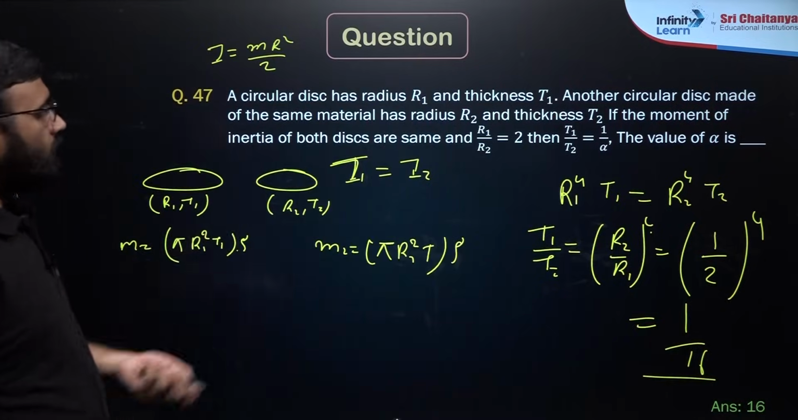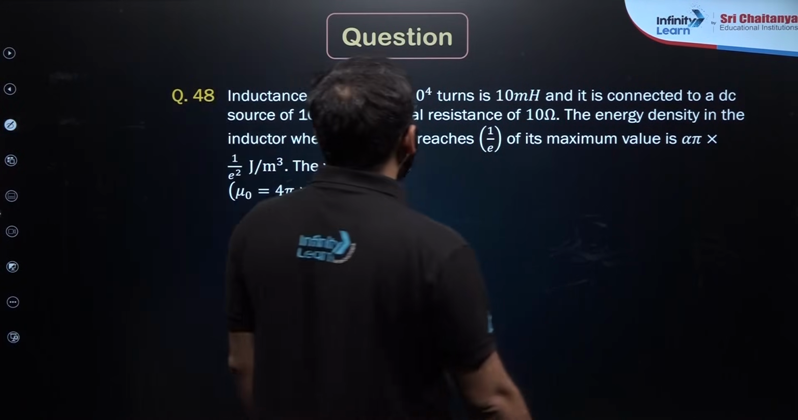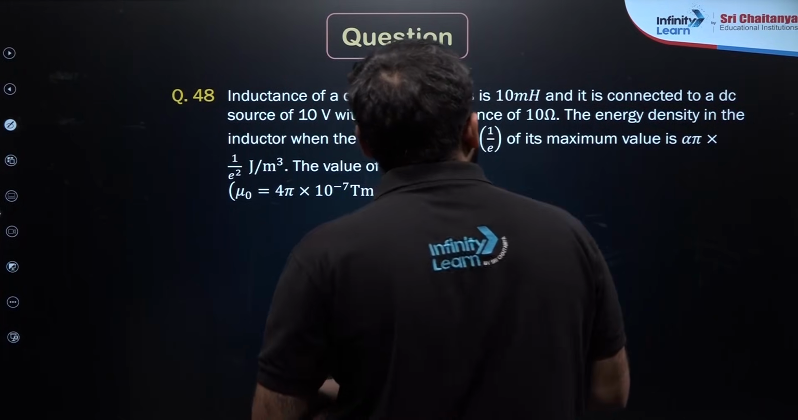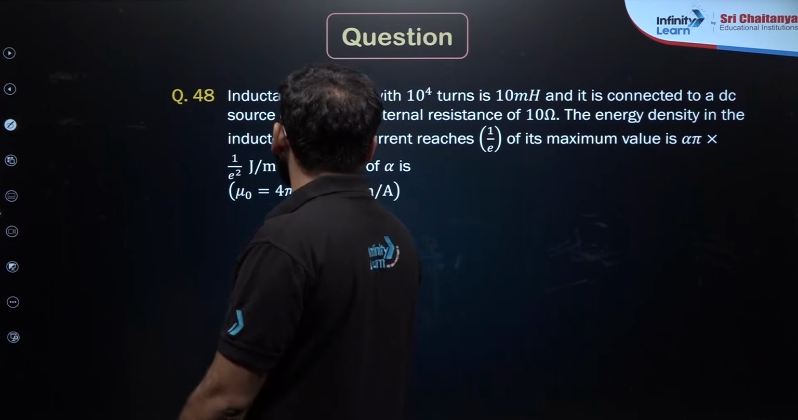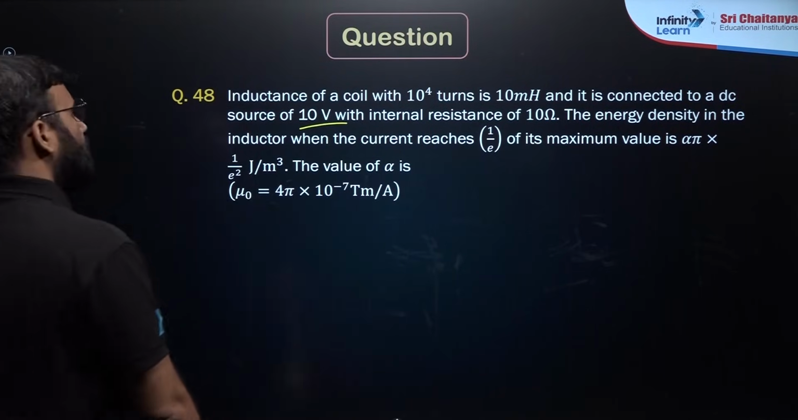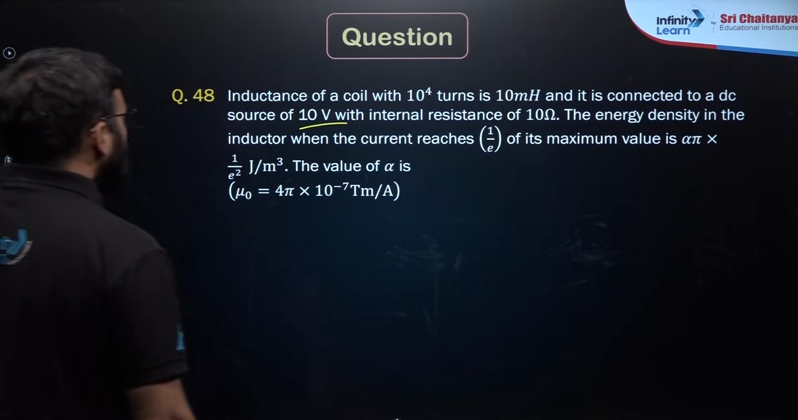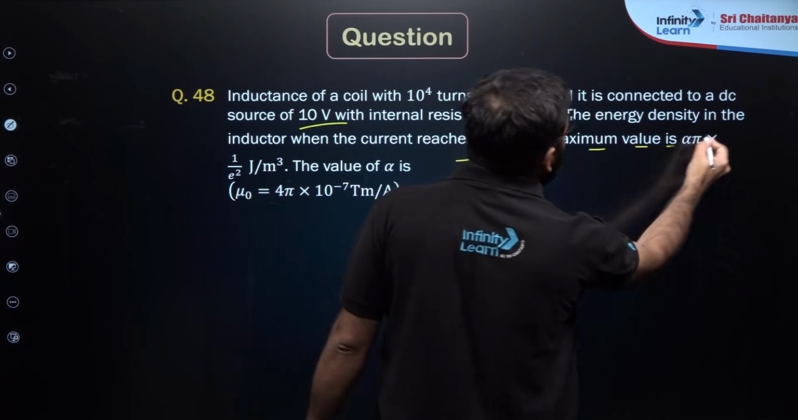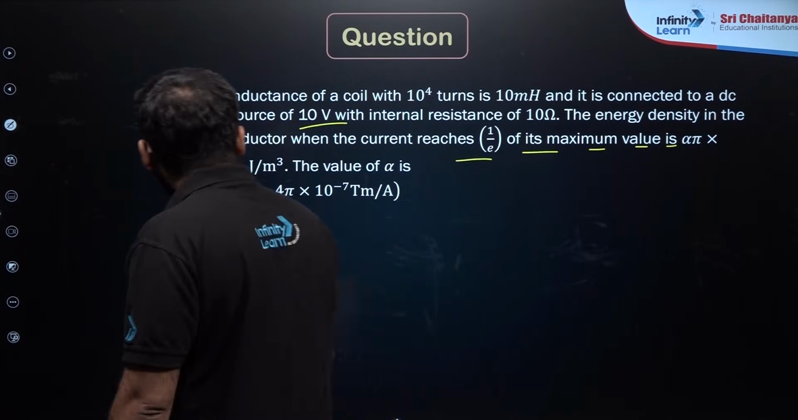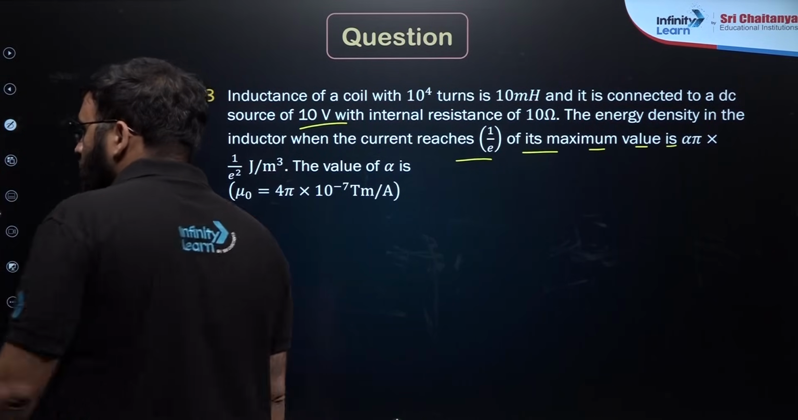So the alpha value is my 16. The inductance of a coil with 10 to the power 4 turns is 10 millihenry, and it is connected to a DC source of 10 volt with internal resistance. The energy density in the inductor when the current reaches 1 upon e of its maximum value is alpha pi into 1 upon e square joule per meter cube. So what is the value of alpha?